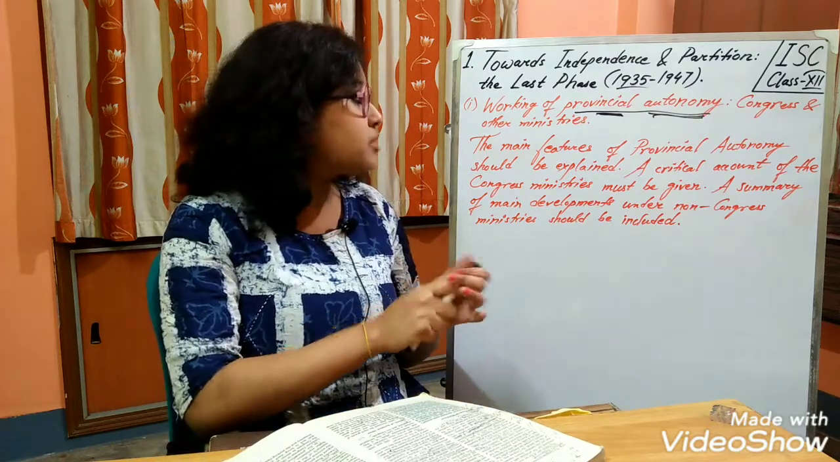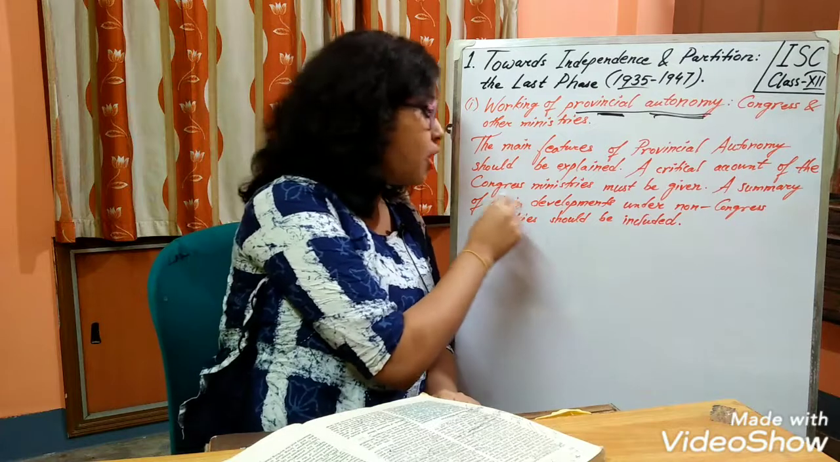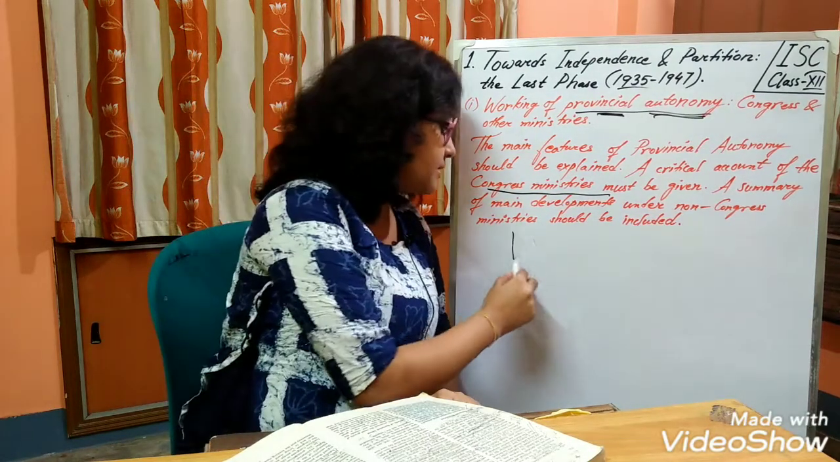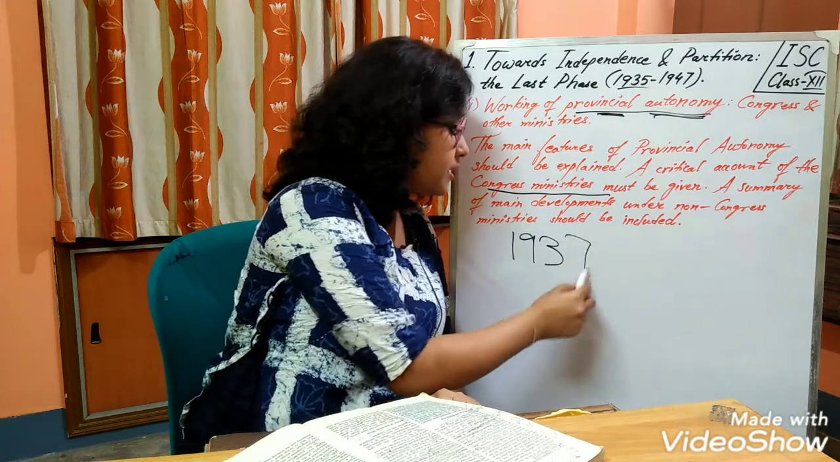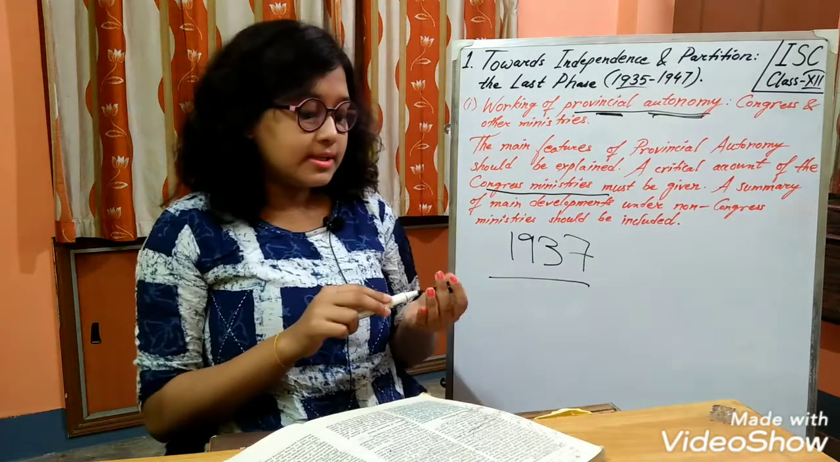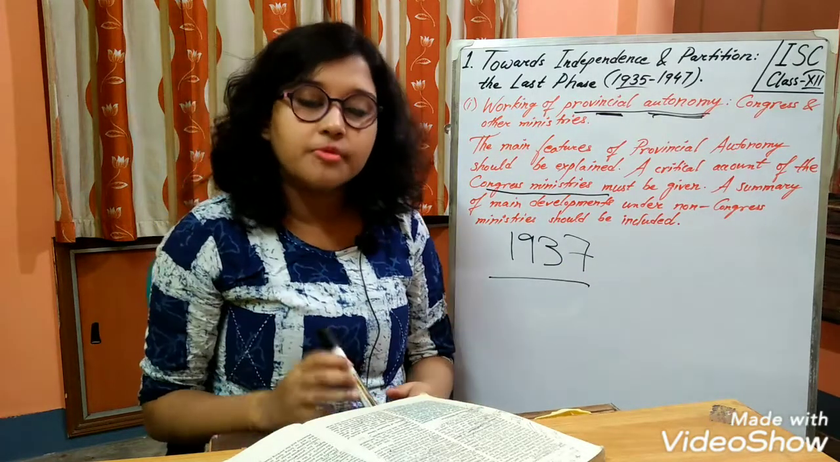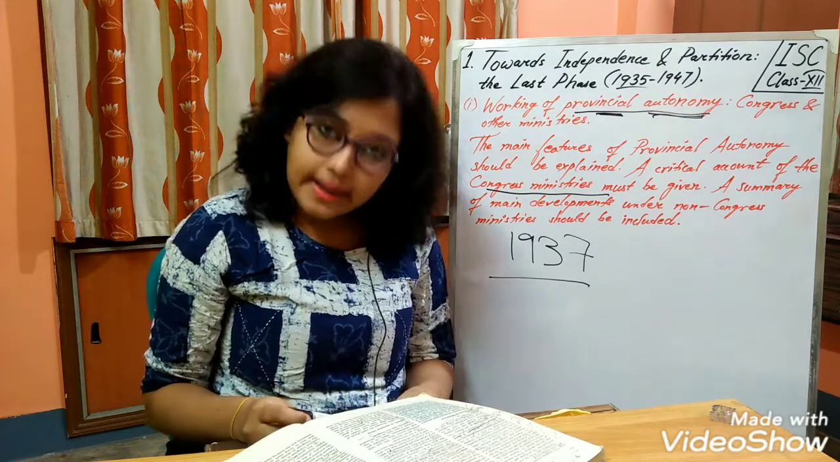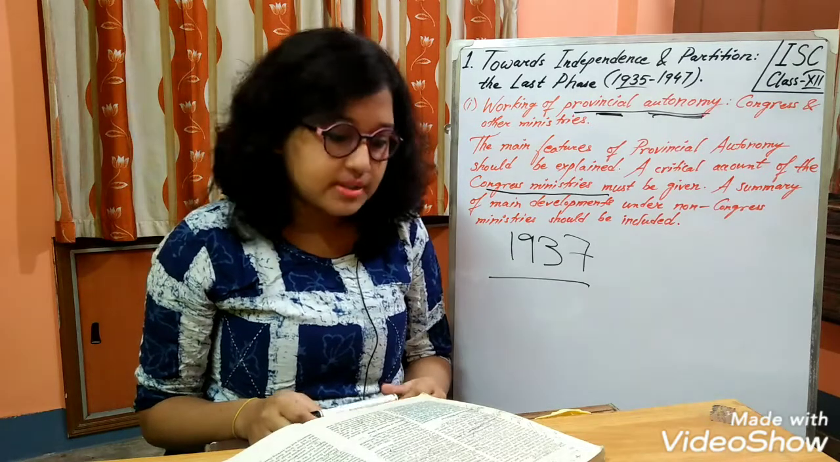So now we are moving on to the ministries. The Congress ministries were formed after the 1937 elections. 1937, important date. So now we're moving towards this portion here. Though Congress vehemently condemned the act, they participated in the elections.